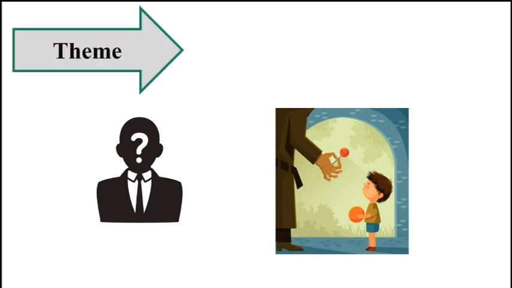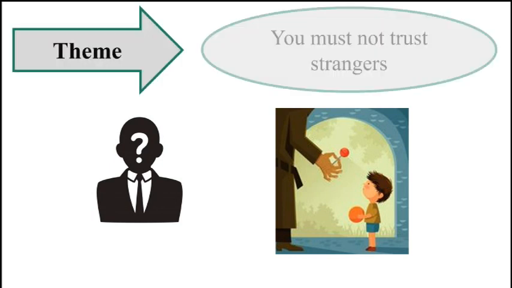Theme or moral of the story. The moral of this story is you must not trust strangers. A stranger is someone you don't know who doesn't belong in a specific place. It means someone who does not belong to your family, friends, or your community.